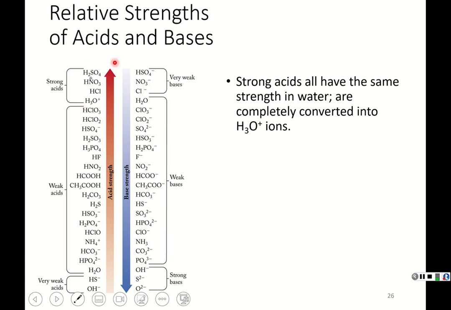The stronger the acid is, the weaker its conjugate base would be. So very strong acids have very weak conjugate bases, and the opposite is true. If you have a very strong base, its conjugate acid would be very weak. Strong acids all have the same strength in water because they're all completely dissociated, so it's hard to compare strengths of strong acids.